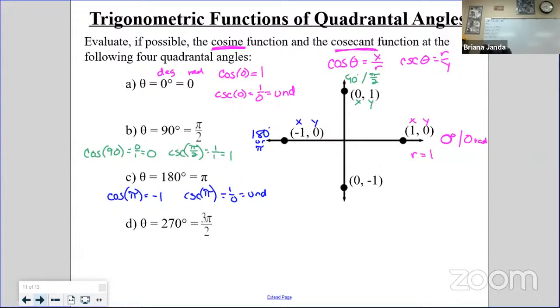On an axis, you can only get 4 different answers, 1 and -1, 0 and undefined. You cannot have any other answers besides that, okay? So if you are getting other answers, double check your work because it should not be happening.